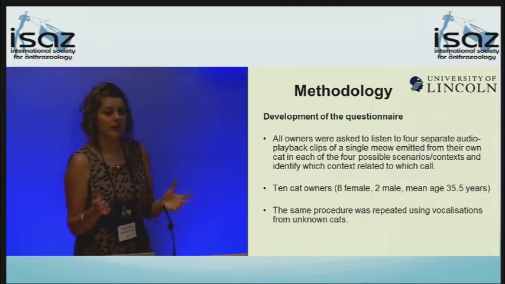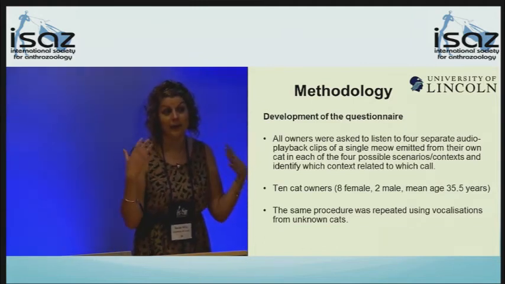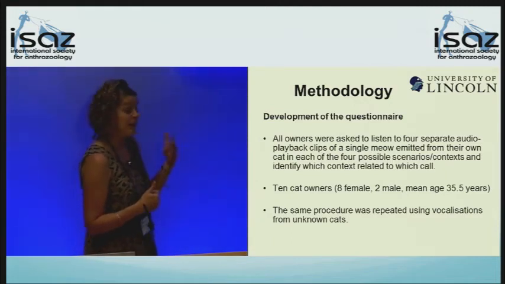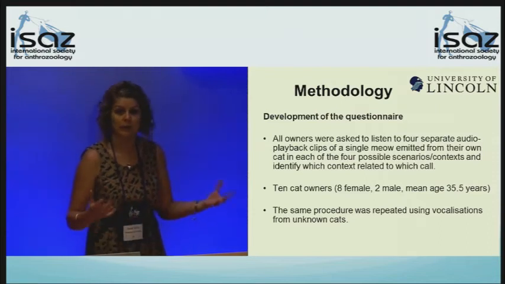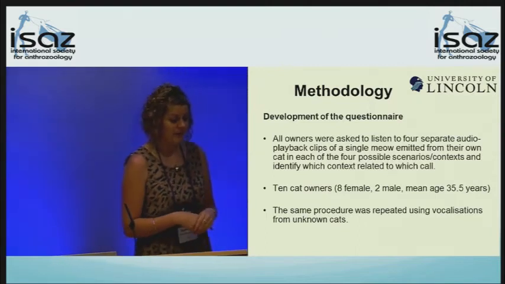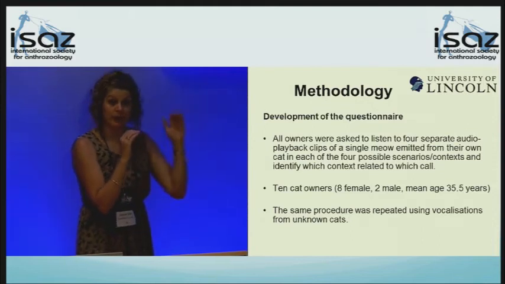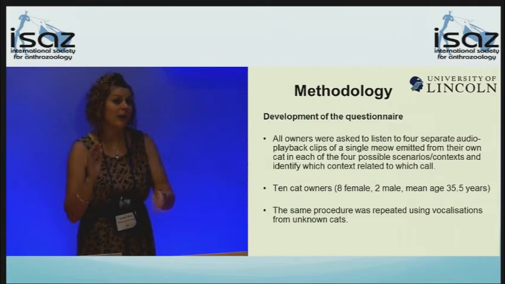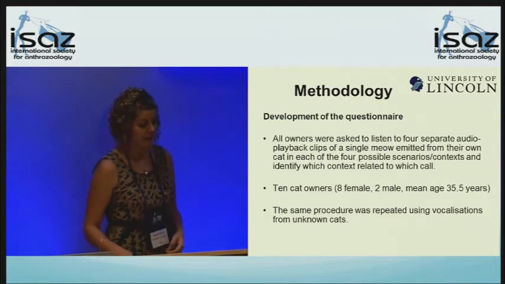And we then went back to the homes of the people, and Victoria got them to do a little online questionnaire where they listened back to the vocalizations and marked what context they thought they occurred in. There were 8 females and 2 males that completed this, biased towards females, but that's normal and representative of the cat-owning population, with a mean age of 35.5 years. They did this procedure for the 4 vocalizations from their own cats, with the order of the contexts randomized, and for unknown cats. We randomized which unknown cat they got. It was always the same one for the 4 contexts, but different across participants.